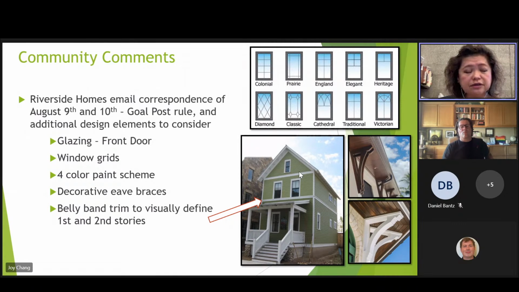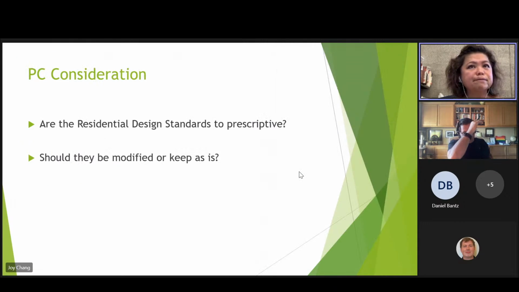So I will actually email you the specific emails that were received from Riverside Homes so that you guys can see, in addition to my summary, exactly what they identified. So for tonight, for consideration, we're asking the commission: are the residential design standards too prescriptive? Should they be modified, or should we keep it as is proposed?